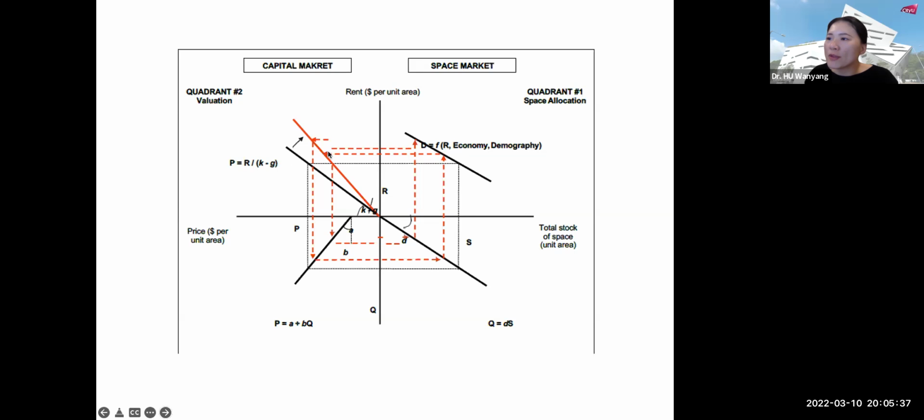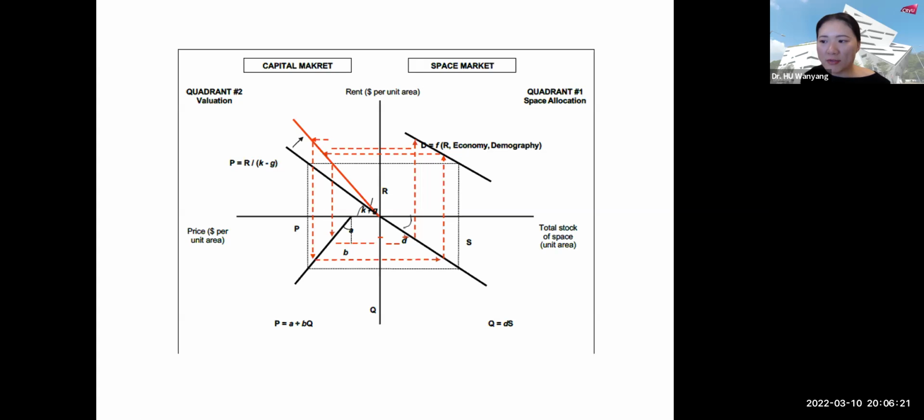Okay, let's assume now, let's look at here. Look at this. Let's assume the rent is still the same, but because of the rotation of this curve, with the same rental level, the price will be lower. Initially let's assume it is here, but now because of the rotation, the price is here. So now we'll have a lower price, and let's look at how it will affect this quadrant.